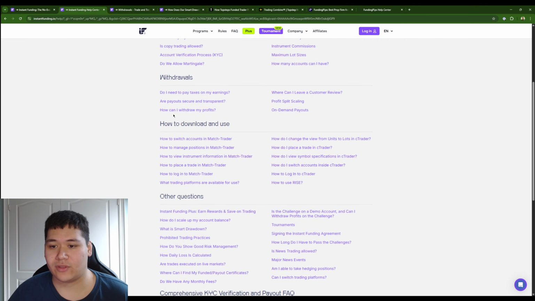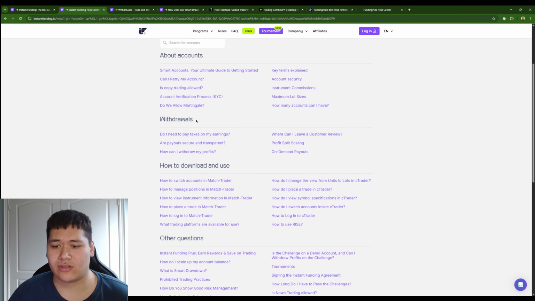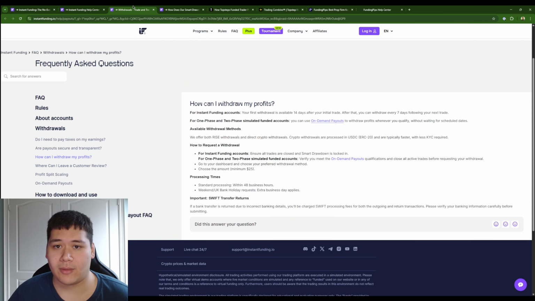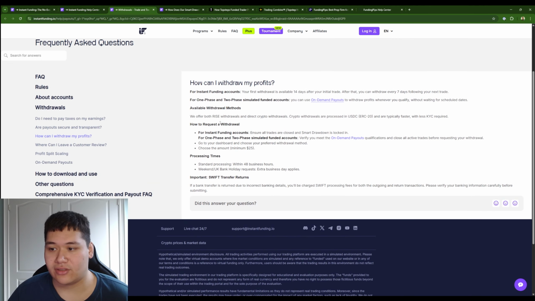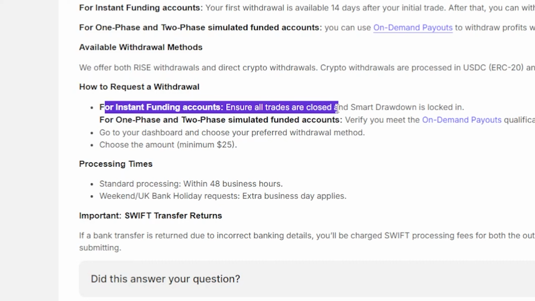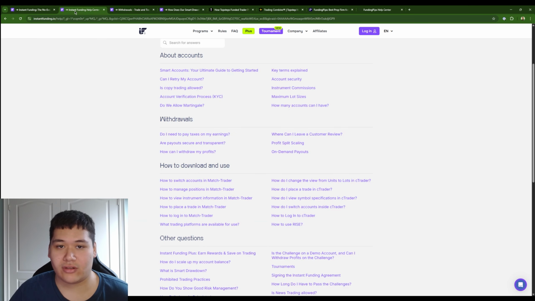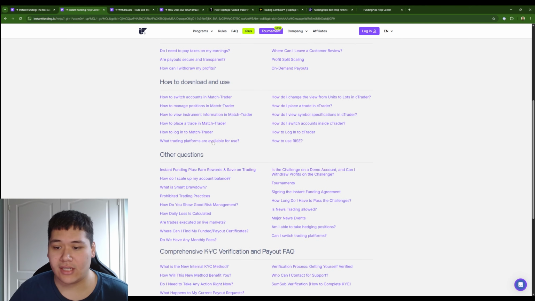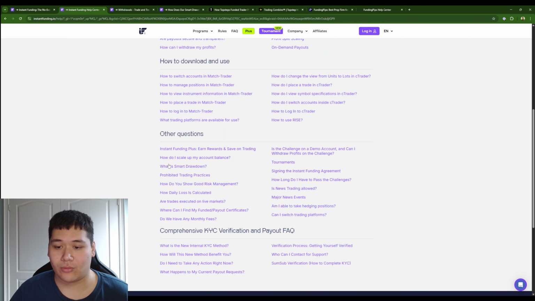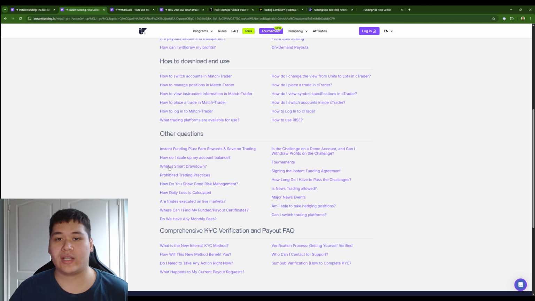I found this out by going into their FAQ section, reading more about their withdrawals, like how can I withdraw my profit. So under here it mentions it even more. How to request a withdrawal for instant funding accounts: ensure all trades are closed and smart drawdown is locked in. So then my mind would be like, okay, what is smart drawdown? Let me go back to the FAQ section and look for smart drawdown and learn more about it. And there are other questions here that you guys can look into to see if that is the right decision for you to choose that prop firm.